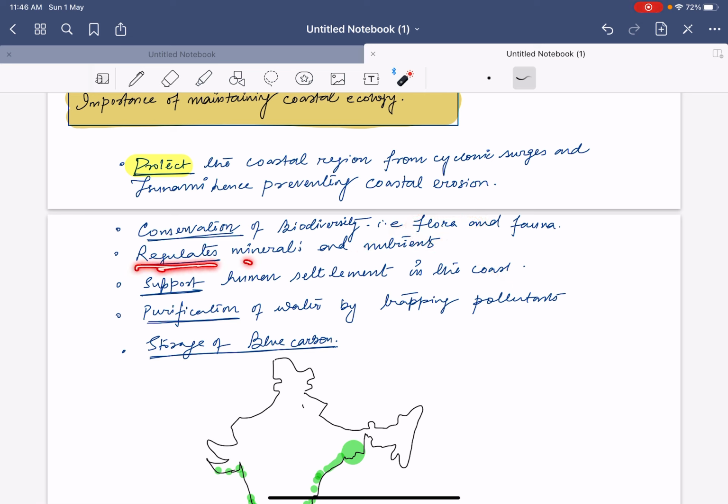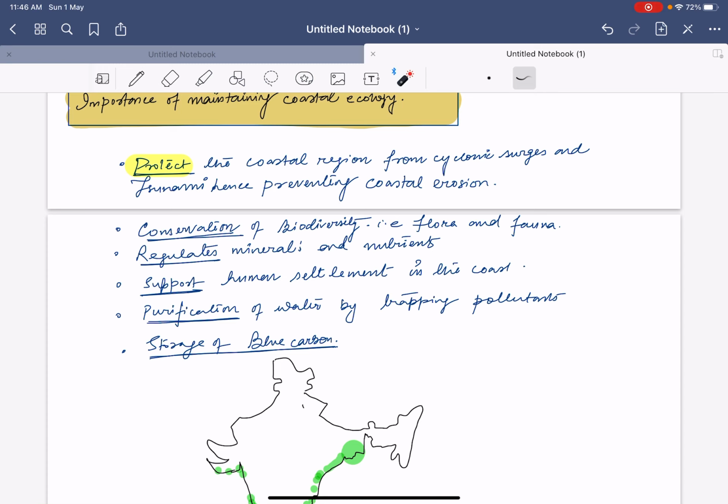Now it regulates the minerals and nutrients. What it actually does is that the Sundarbans purify the water by absorbing all the mineral nutrients from it, and again they provide the mineral nutrients to the water.